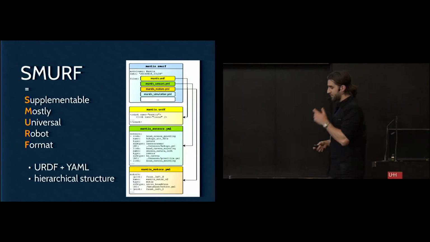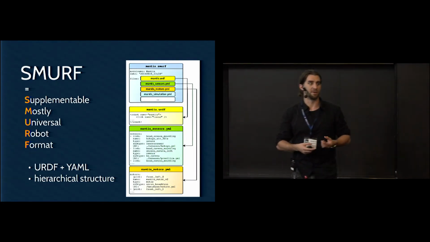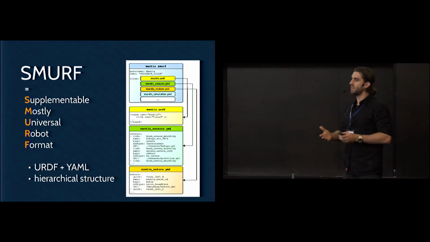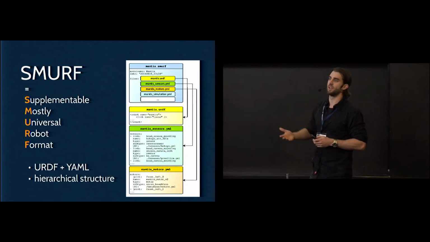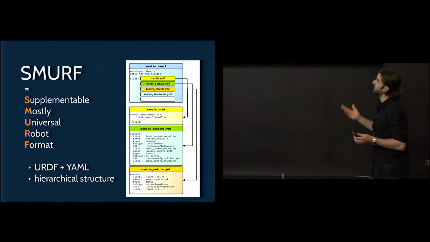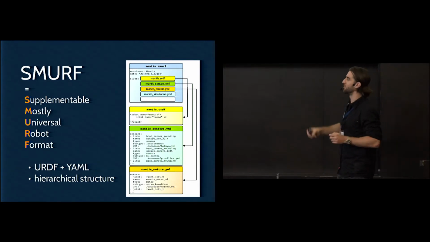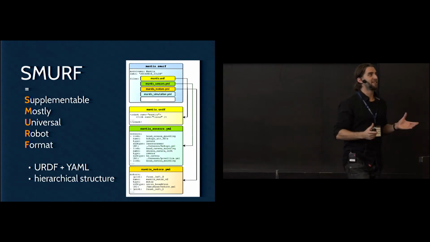And to be able to represent all this information, we actually extended URDF, because URDF doesn't really support sensors and motors that well. So we thought, okay, let's keep URDF for the kinematics and then add all the other information in an extended format, which we like to call SMURF, which just happens to mean the supplementable, mostly universal robot format.